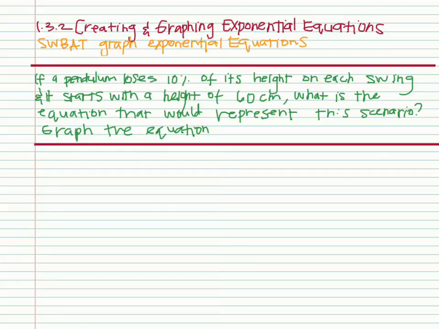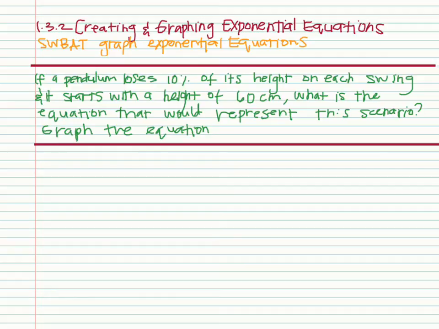If you haven't read the problem yet, read it along with me now. It says, if a pendulum loses 10% of its height on each swing, and it starts with a height of 60 centimeters, what is the equation that would represent this scenario?